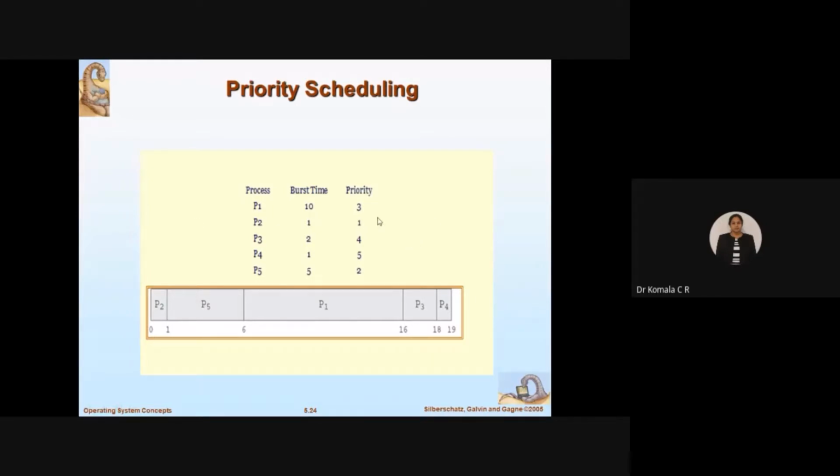So which is the priority? I should give the first preference to the highest priority, 1. The smallest number is 1. I'll start with P2 now. So P2 I'll start at the 0th slot. How many slots do I need to complete P2? 1 slot. So at the end of 1 slot, I have completed P2.